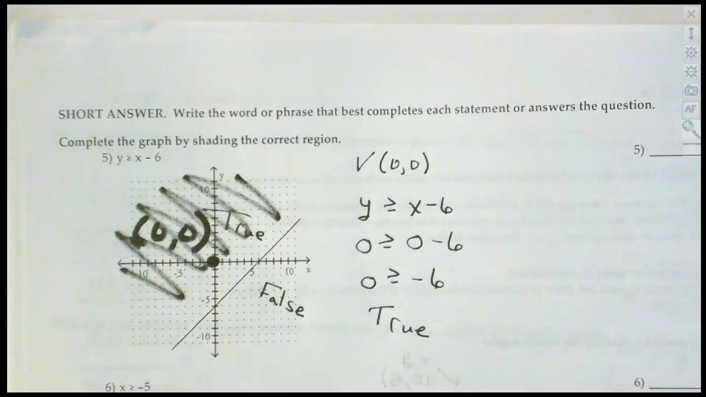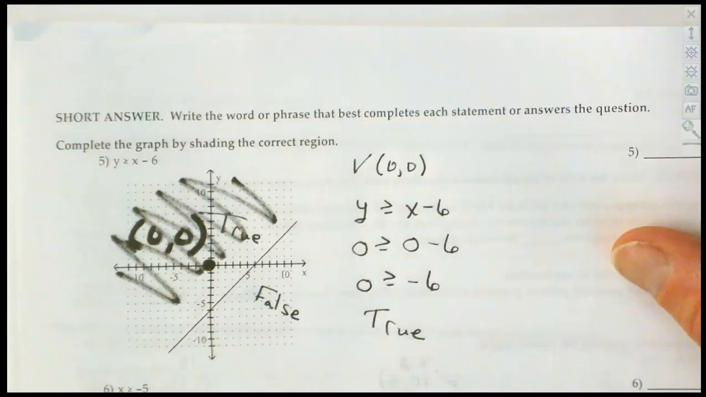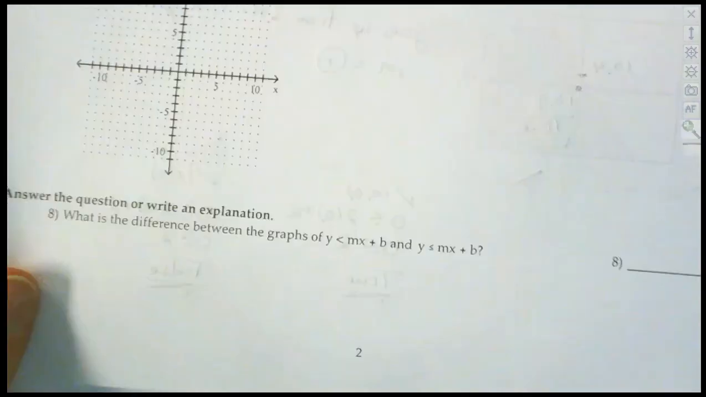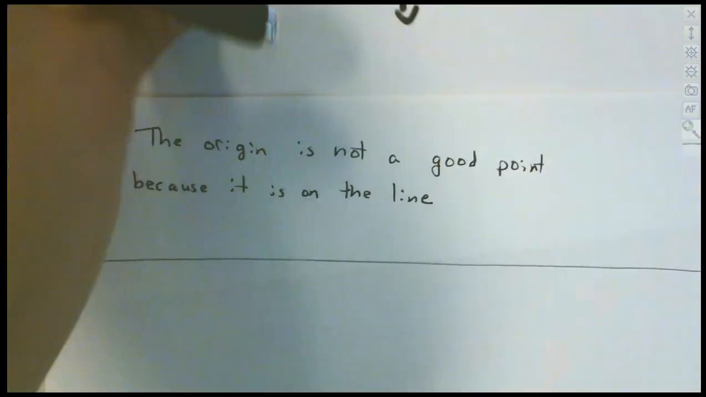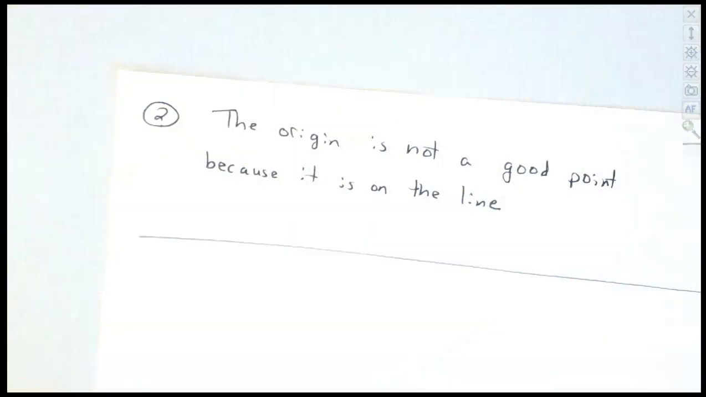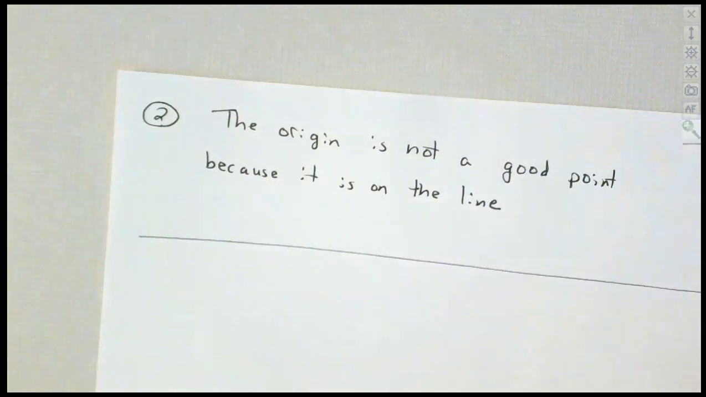Now, question 7, they don't give us the line. We're going to have to graph it completely. So question 7 has a little bit more to it. Let's now go ahead and look at question 7. It just has one more step.